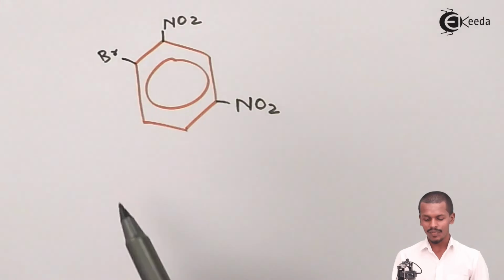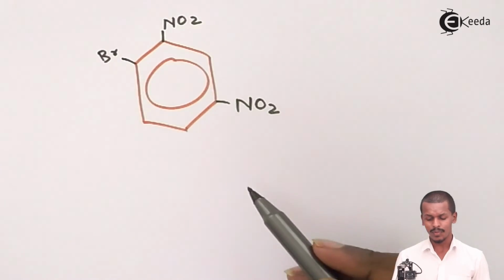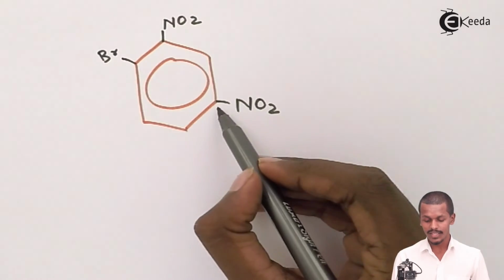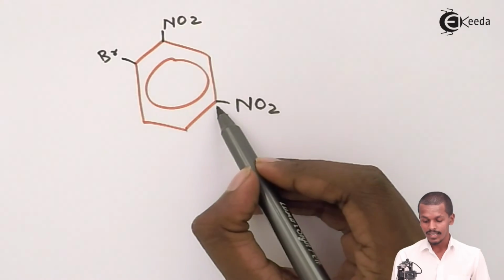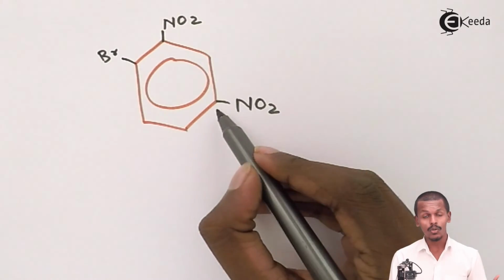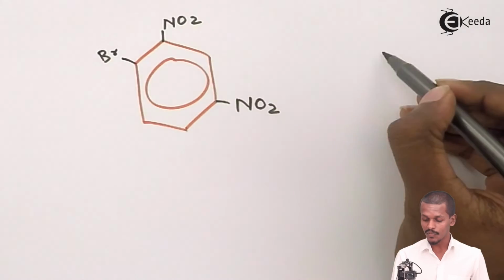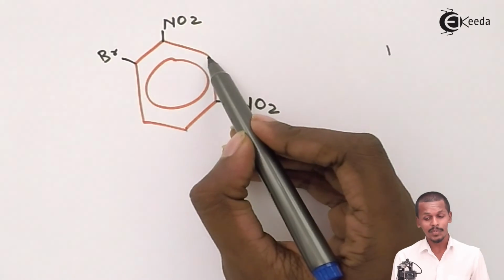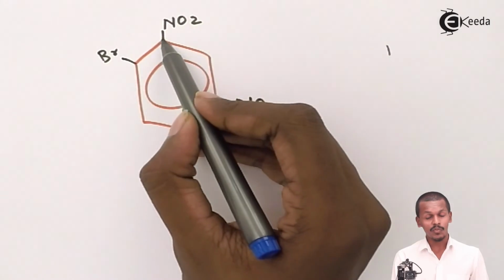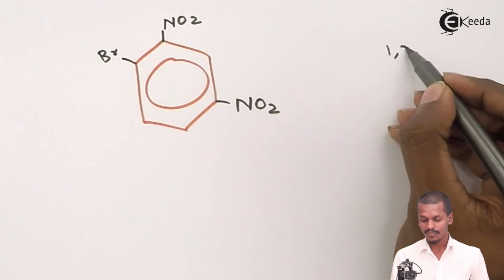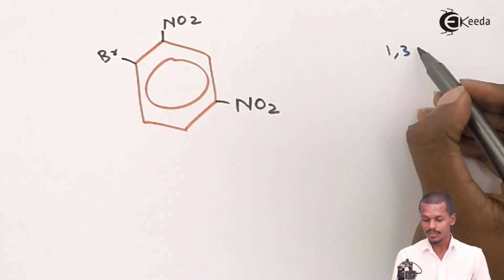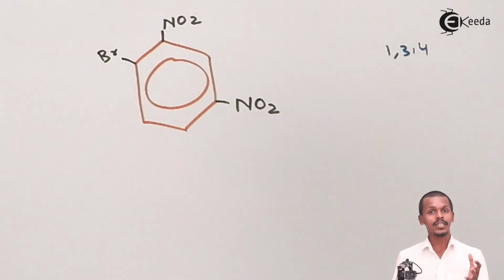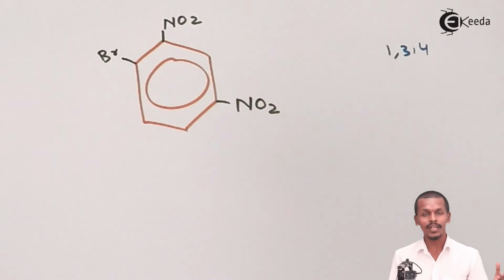So for example, suppose I number it from this one. This is the one which will get a lower number, that is carbon number 1, then this would be carbon number 2, this one carbon number 3, and this one carbon number 4. So the combination that we have got is 1, 3, 4.